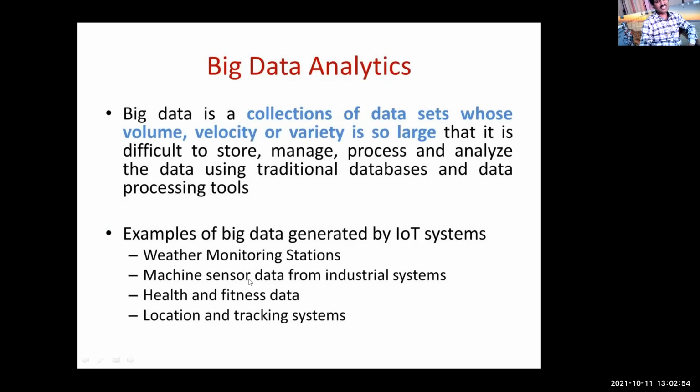Okay. Examples of big data generated by IoT systems. There are different examples. That is weather monitoring stations. Different stations will generate data randomly. That data has to be stored. Machine sensors and data for industrial systems, health and fitness systems, location and tracking systems. These are the different examples of when we go for big data analytics.